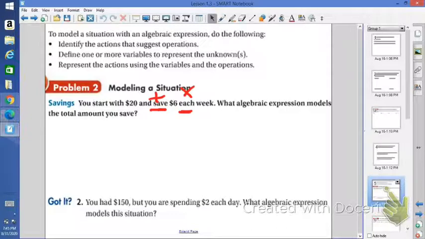The next step is to define one or more variables to represent the unknowns. What don't we know? We don't know the number of weeks. So W equals the number of weeks. That can vary.